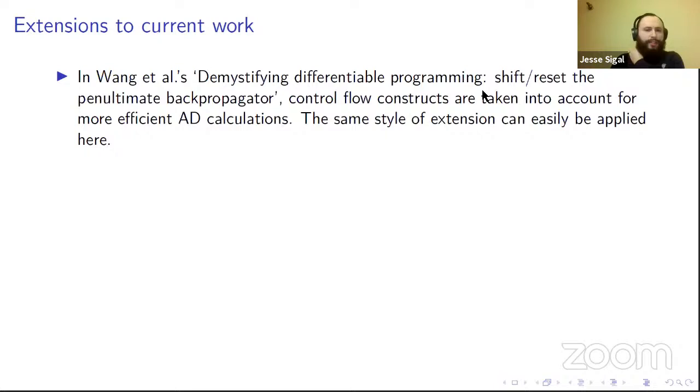So some extensions and comparisons. In Wang et al's Demystifying Differentiable Programming: Shift/Reset the Penultimate Backpropagator, which is the inspiration for this work, they also handle control flow constructs. And we can do that in a similar way to them. And they also do staging. And we could apply staging literature for effects to this as well and hopefully achieve something similar.